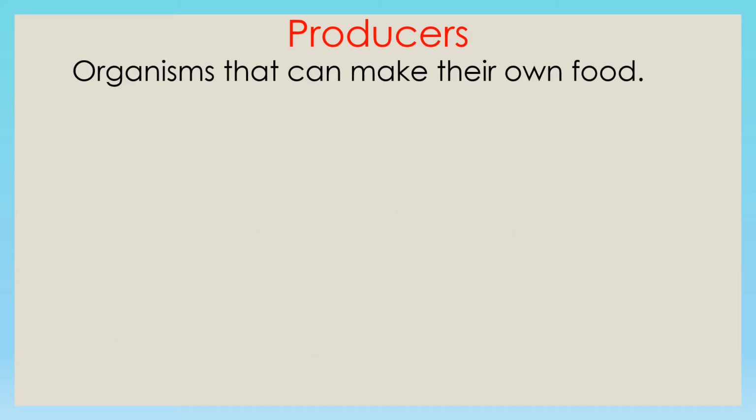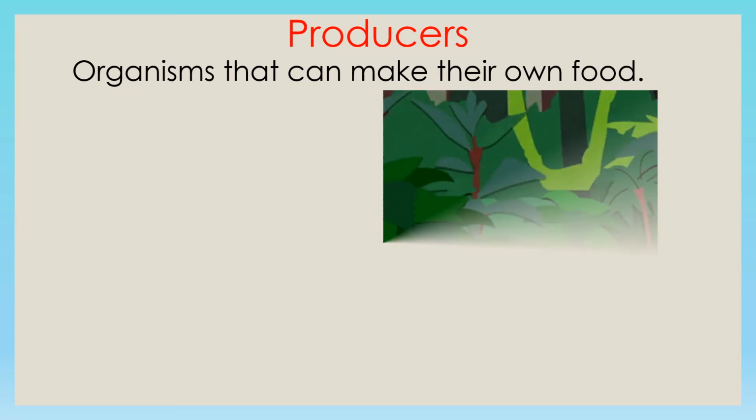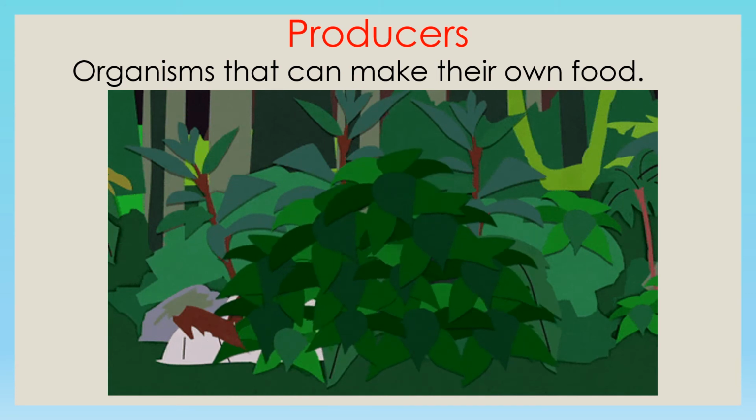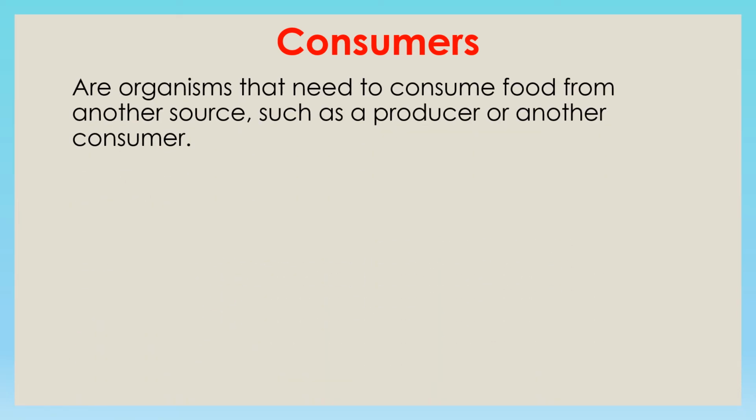Let's identify its trophic levels. Let's start from producers, or the first trophic level. Organisms that can make their own food. So the organisms that can make their own food, plants. And consumers. Consumers occupy the second, third, and fourth trophic levels. So these are organisms that need to consume food from another source, such as a producer or another consumer.